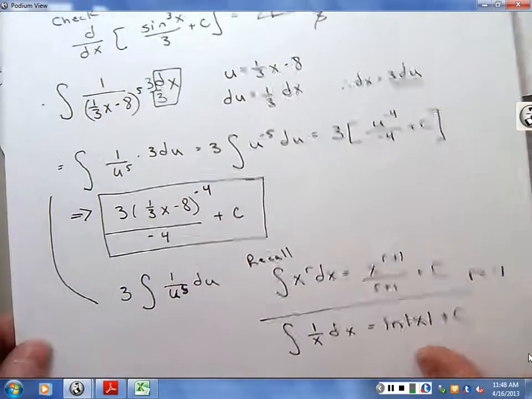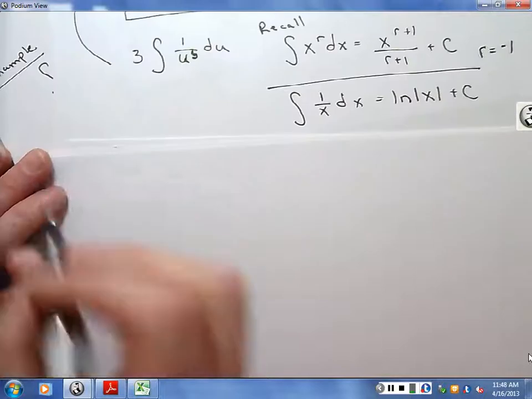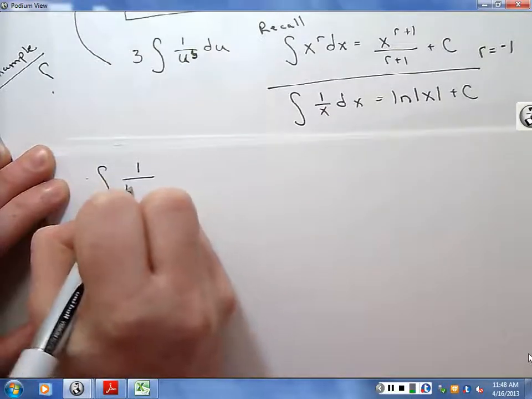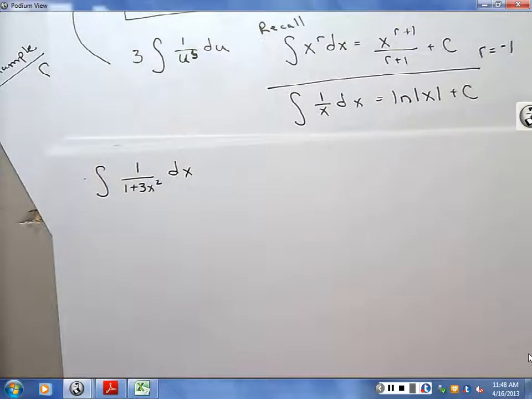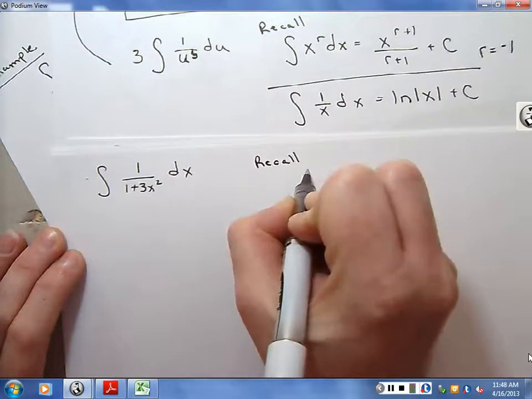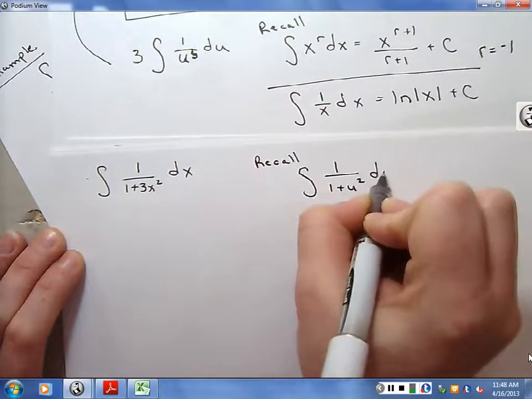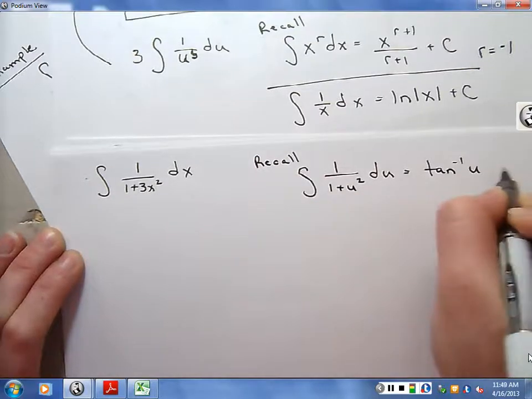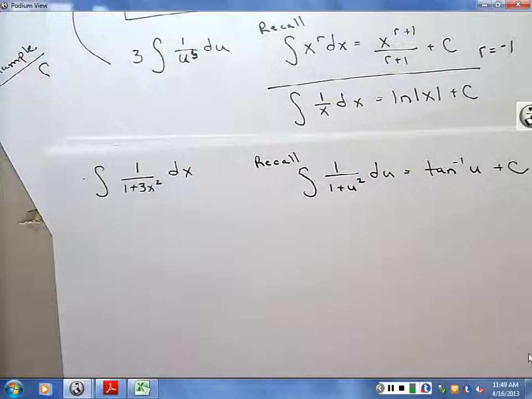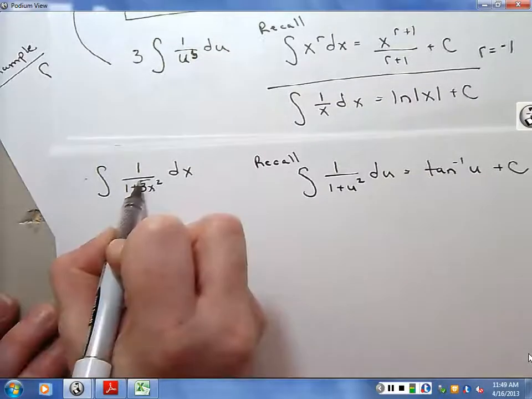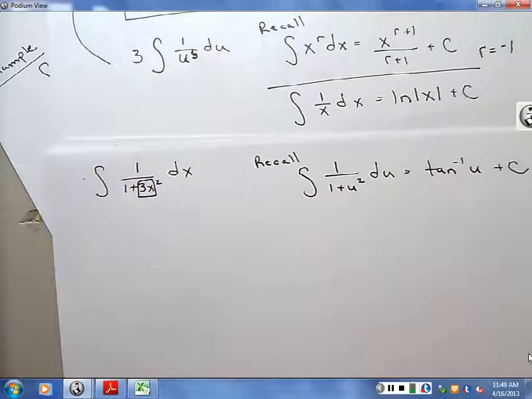Okay. So let me just have time to do one more example. And let's look at the integral of 1 over 1 plus 3x squared dx. Does this look like something familiar? Yeah. What's cosine or something inverse? Inverse of tangent. So recall that the integral of 1 over 1 plus u squared du would simply be tangent inverse of u plus c. So I need to manipulate this to be 1 over 1 plus u squared. So that means I need to pick something that when I plug it in that box and square it, I get 3x squared. So what would I pick u to be?